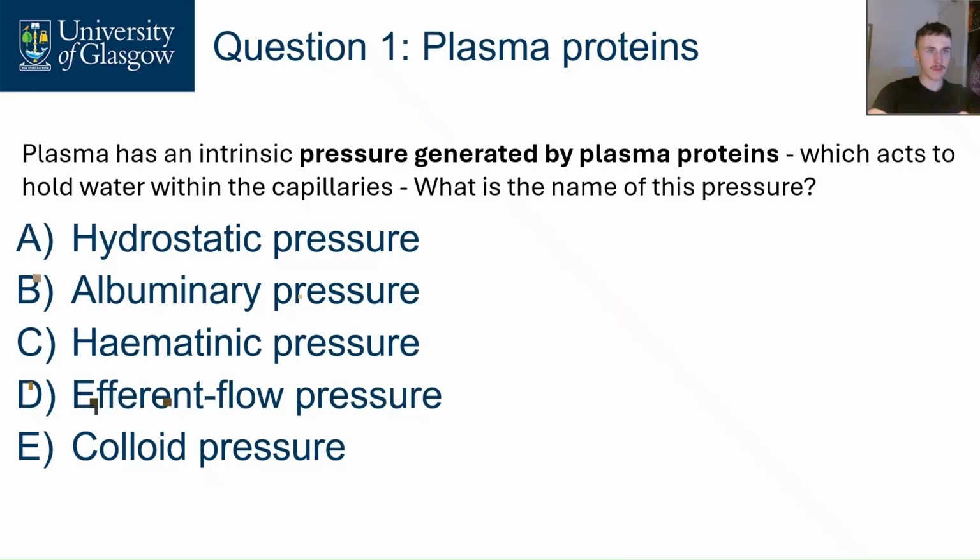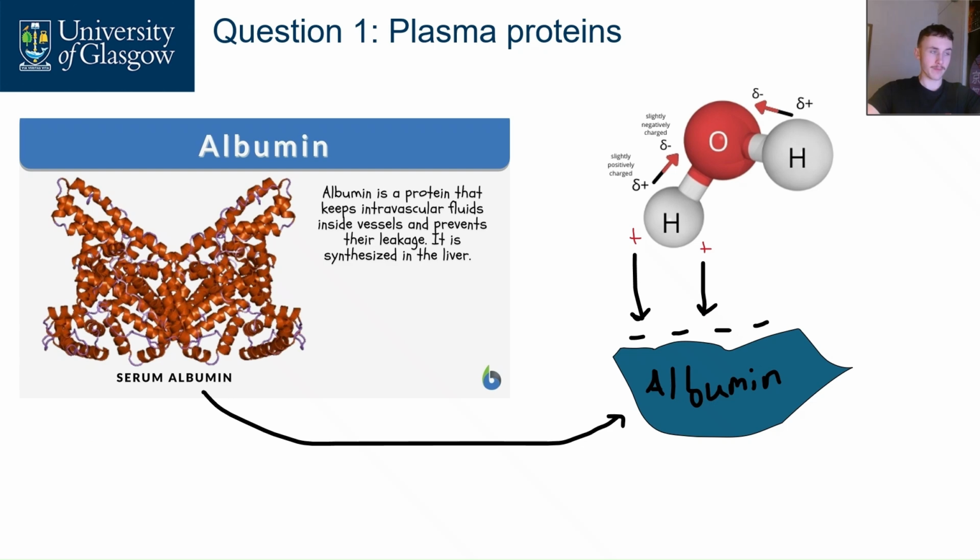year medicine mock. Okay, so question 1, plasma has an intrinsic pressure generated by plasma proteins. This acts to hold water within the capillaries. What is the name of this pressure? So A, hydrostatic, B, albuminary, C, hematinic, D, efferent flow, or E, colloid. So of course the answer is E, colloid pressure.